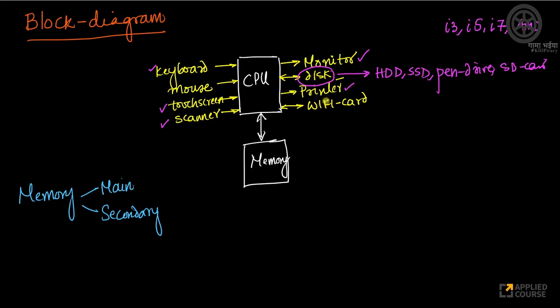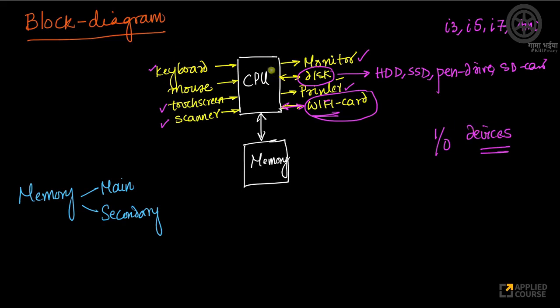Even your Wi-Fi card, look at this. If you're watching this on a laptop or on a smartphone, you have a Wi-Fi card, which is actually a piece of electronic circuitry that communicates with your Wi-Fi router. That's also an input-output device. So all these are called I/O devices, where I/O stands for input-output.